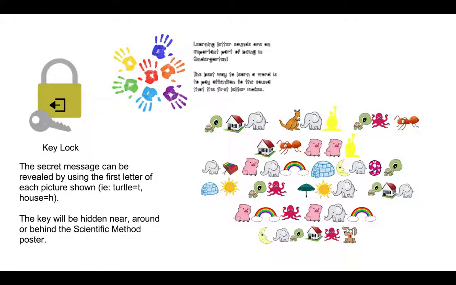To solve the key lock, the secret message can be revealed by using the first letter of each picture shown. For example, this is a turtle. Turtle starts with the letter T. And you can put this little hint up by the secret message. Learning letter sounds is an important part of being in kindergarten. The best way to learn a word is to pay attention to the sound that the first letter makes. The key will be hidden near, around, or behind the scientific method poster.